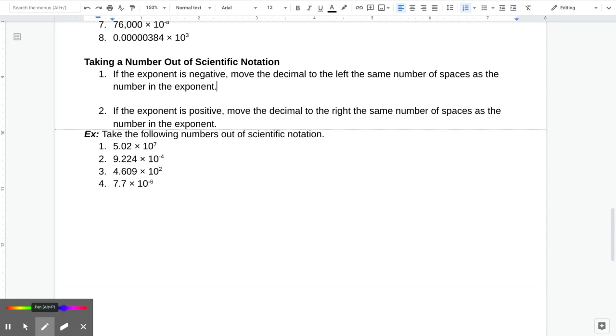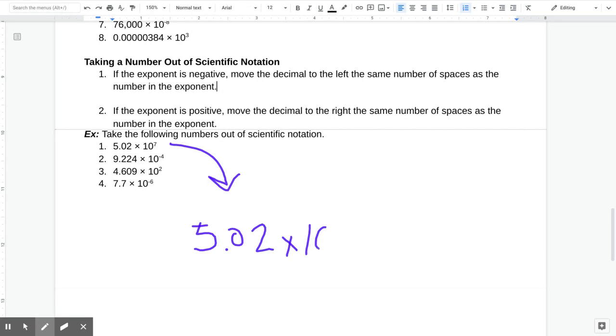If the exponent is negative, we move the decimal to the left the same number of spaces as the number in the exponent. But if the exponent is positive, we move the decimal to the right the same number of spaces as the number in the exponent. So let's see what that looks like. The 5.02 times 10 to the 7th. It's a positive exponent here.